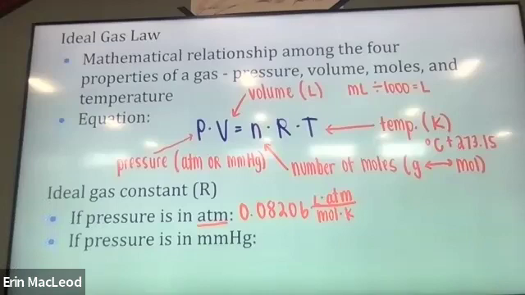And then your other option for R, if your pressure is in millimeters of mercury, is 62.36. And that's if it's millimeters of mercury.